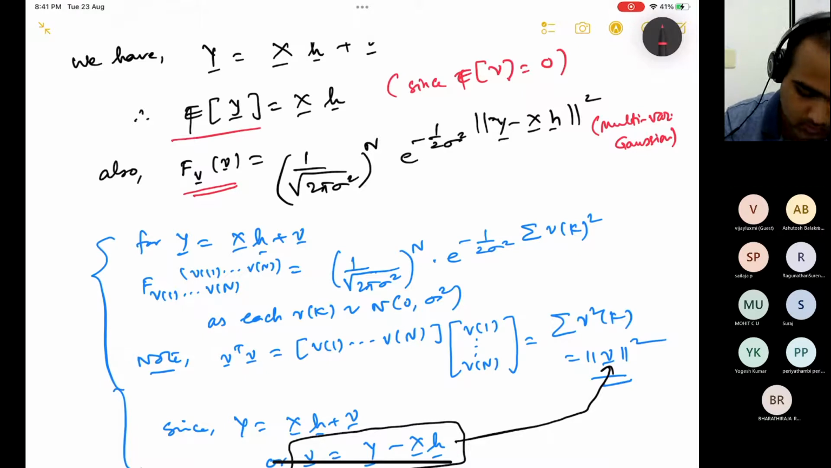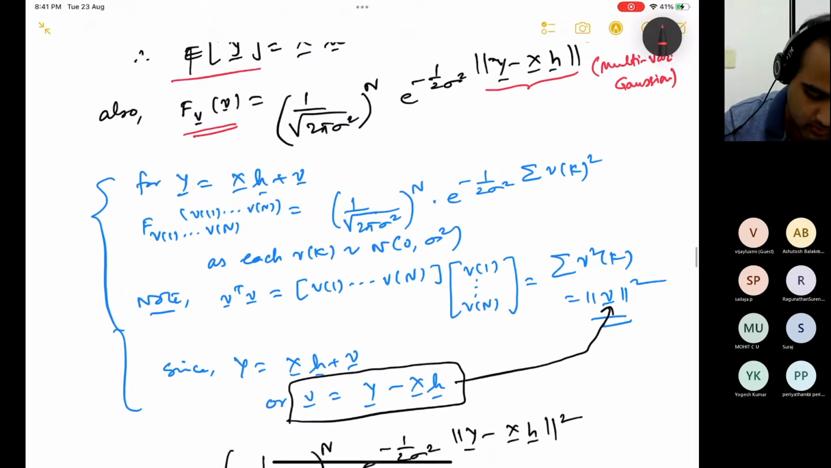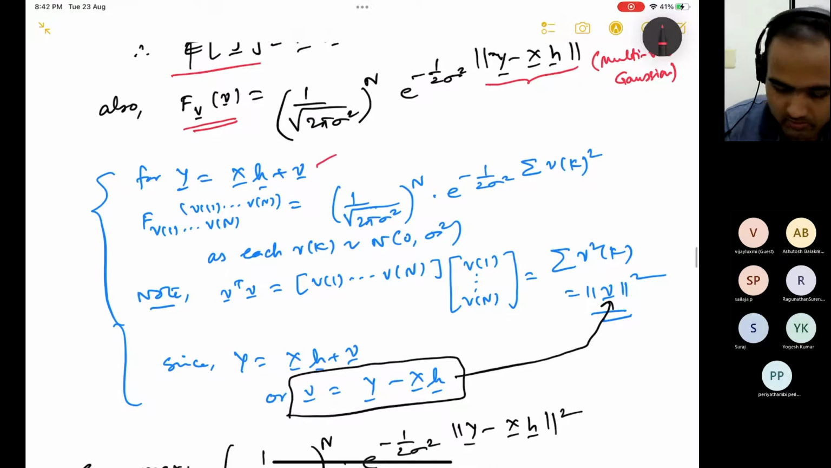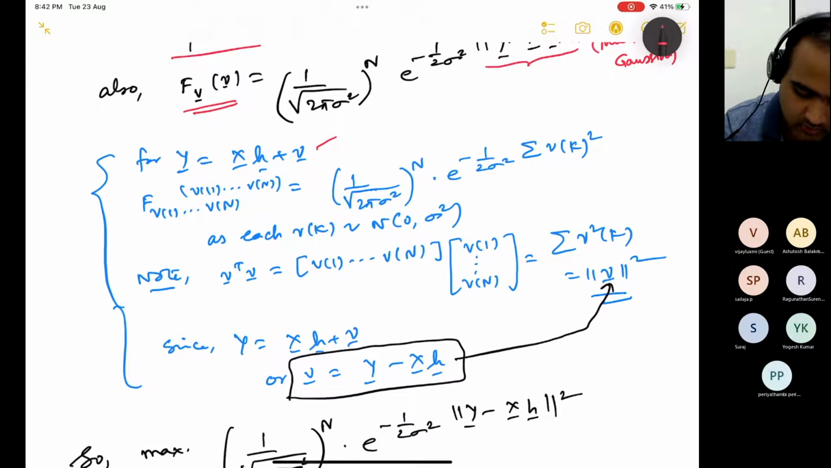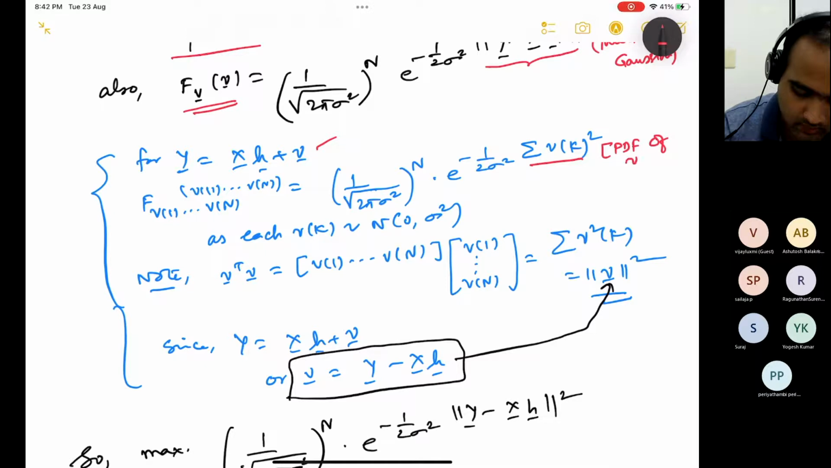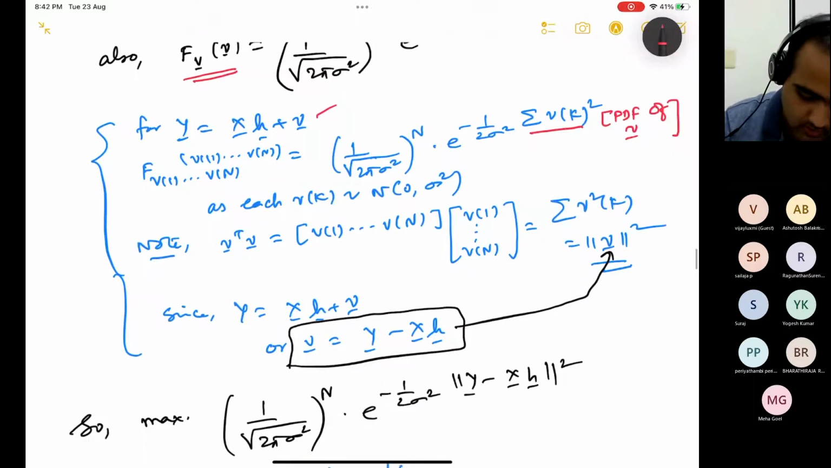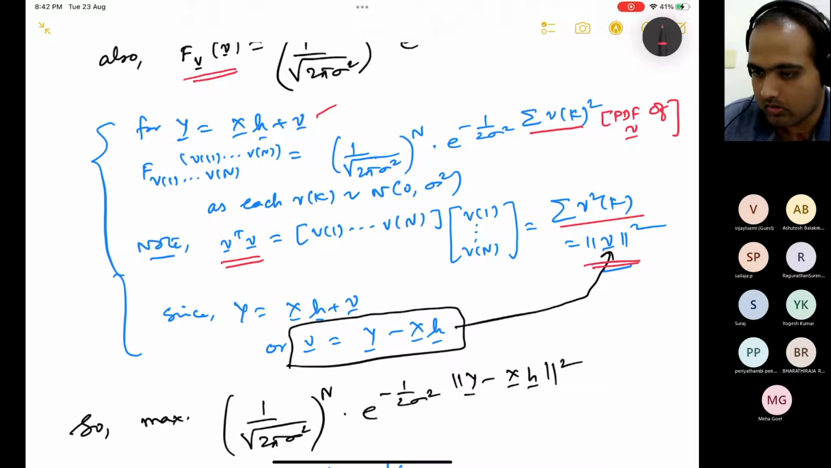And how do we get the squared norm of y minus h? If we consider y is x times h plus v, and this is the PDF of the noise, e to the power minus 1 by 2 sigma square into the summation of v squared, this is the joint PDF of all noises. And the summation of v squared is v transpose v, which can be written as the L2 norm of v squared.